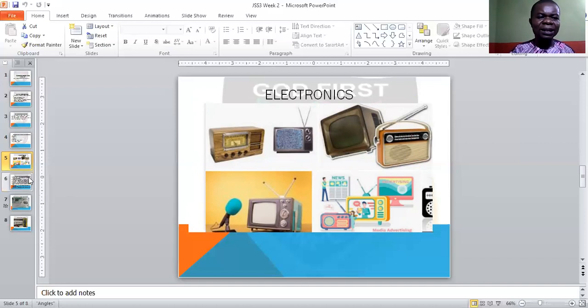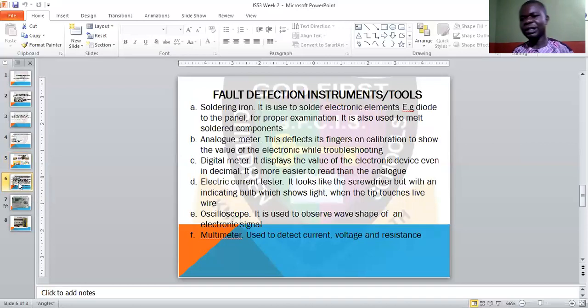We look at the instruments that we use in fault detection. To do this work, there are tools or instruments that are used, not all the instruments or tools like the cutlass. Cutlass is not used in fault detection. We look at some tools or instruments that are used in fault detection. They are the soldering iron.